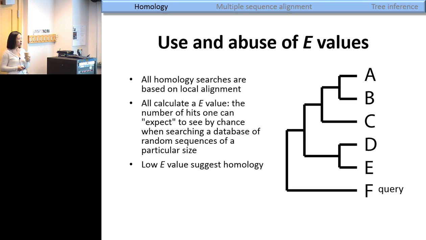So what about the evolutionary distance between these species? Is C more closely related to F or is A more closely related to F, in terms of time distance? Yeah, they're all the same. Exactly. So if the substitution rates are exactly the same, without any other information, you're equally likely to get top hits from any of these 5 species.